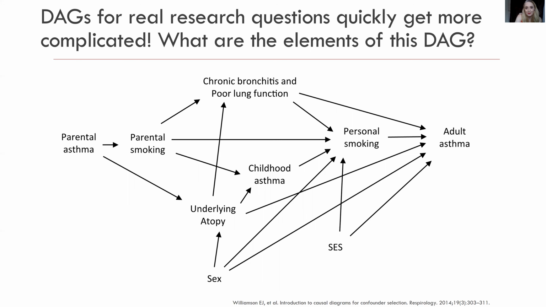Obviously, that was a really oversimplified example. When we think about a really realistic directed acyclic graph for a real research question, these can get complicated pretty quickly. So looking at this DAG, think for a moment about what the elements of this DAG are.